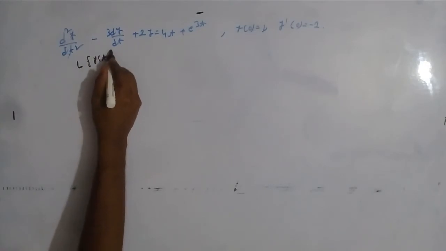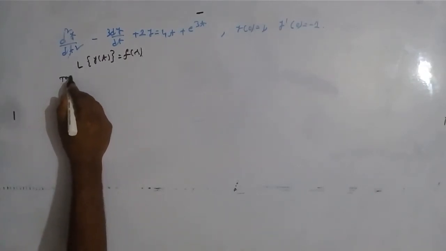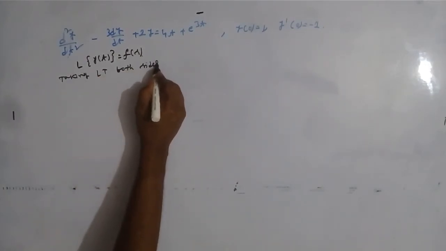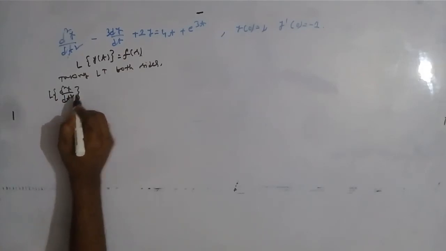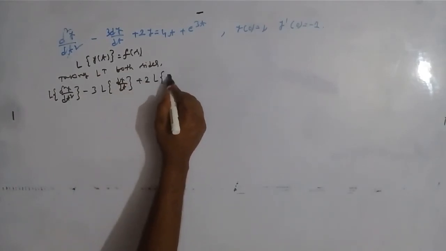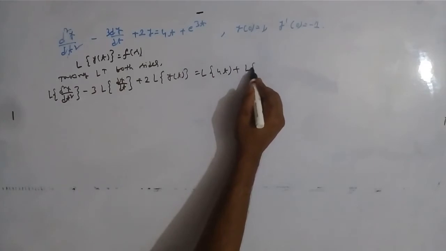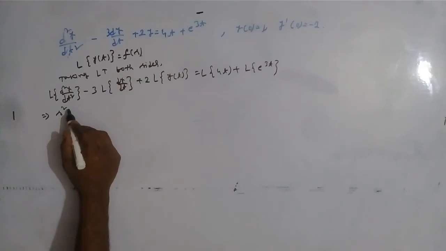First let us take that L of y(t) is F(s). Now we have to take the Laplace transform on both sides. Taking Laplace transform on both sides, L of d²y/dt² minus 3 L of dy/dt plus 2 L of y(t) equals 4 L of t plus L of e to the power 3t.